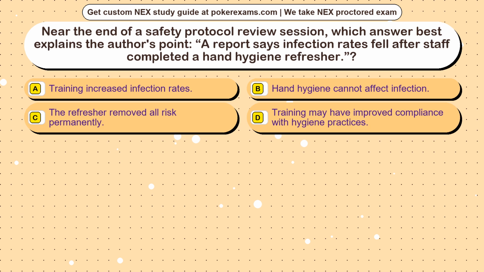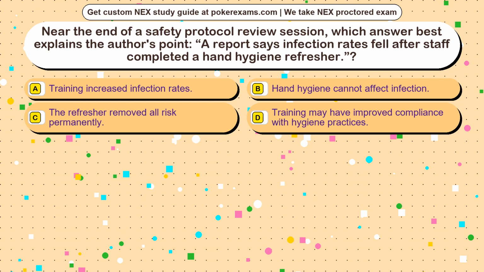Question 19. Near the end of a safety protocol review session, which answer best explains the author's point? A report says infection rates fell after staff completed a hand hygiene refresher. Option A, a training increased infection rates. Option B, hand hygiene cannot affect infection. Option C, the refresher removed all risk permanently. Option D, a training may have improved compliance with hygiene practices.